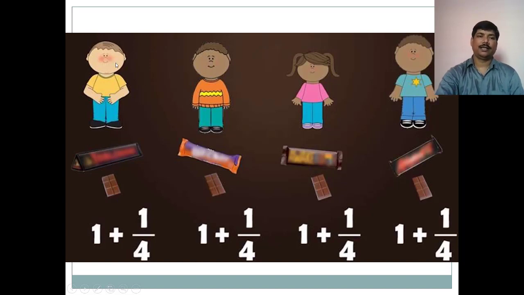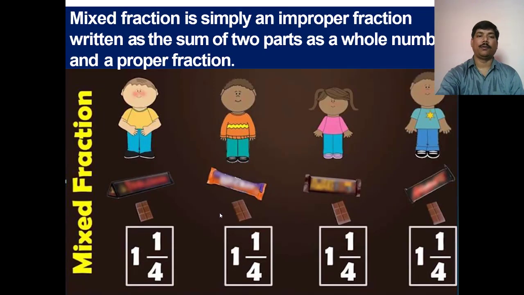So this child will receive one whole part and a fraction part. This child also gets one whole part and a fraction part. This girl gets one whole part and one fraction part. In this way, each child is getting one whole part and another part, which is a fraction of the whole. So these are the examples of improper fractions.